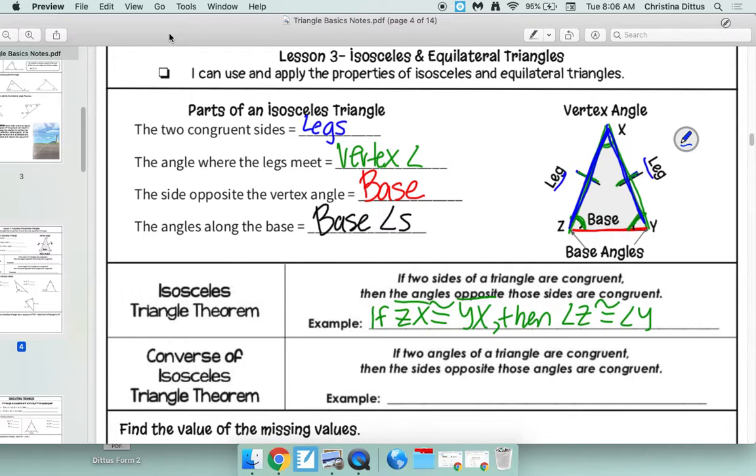Okay, then the converse just says the opposite. If you know that you have two angles congruent, so if our base angle Z is congruent to our base angle Y, then you know the sides opposite it have to be congruent. So basically in isosceles triangles, if you have two sides the same, two angles are the same. If you have two angles the same, two sides are the same. Okay? And just don't pick the angle that's by itself, the vertex angle. Alright, do you all have that down? Okay.